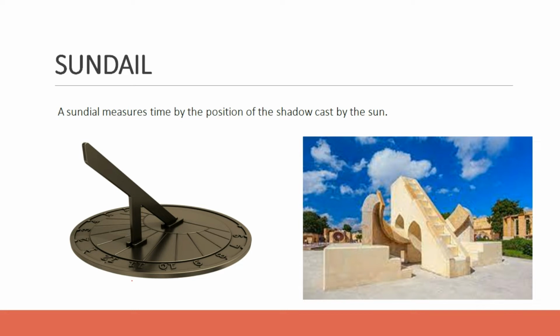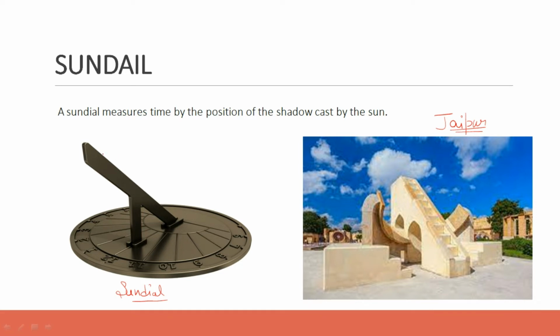You can see on the left, this is a device which is used to measure the time in the ancient times, right? And on the right hand side, this is a big or a huge sundial. This was made by a king, and this is located in Jaipur in India. If ever you get a chance to visit Jaipur in India, must go to this place.